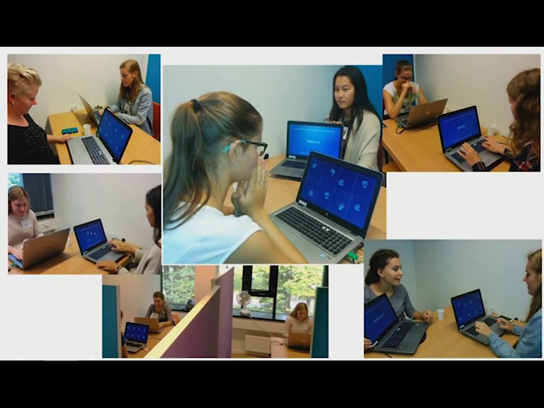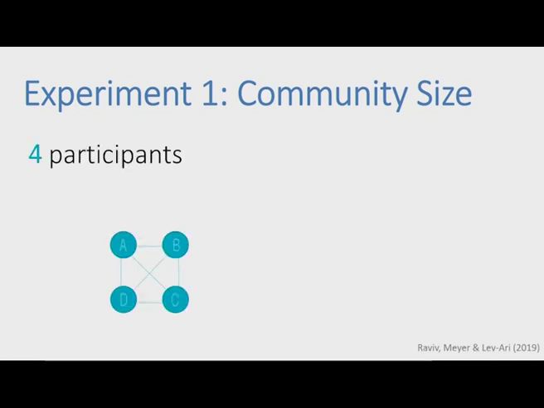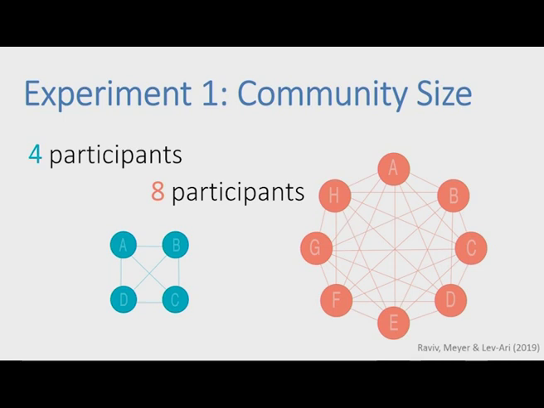And today I'm only going to talk about two of these features. I'm going to talk about the population size manipulation and the network structure manipulation. Okay, and first of all, we tested the role of community size. We did this by comparing small groups of 4 participants to big groups of 8 participants. This is just recently published, so you can go on and read about it if you want.